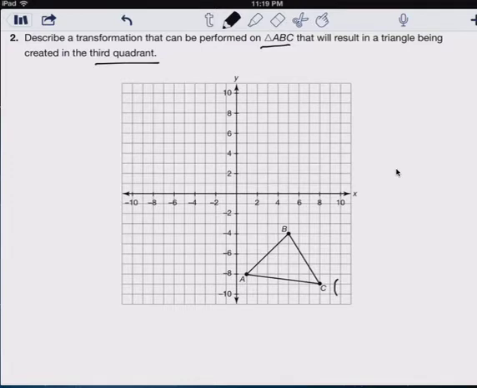180 degrees, might as well. Some of you can do it without any problem. I need to write it down: 8, -9. Okay, so for me, 5, -4, and A is 1, -8.